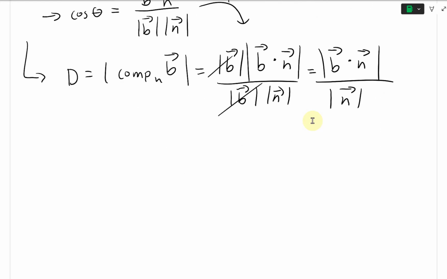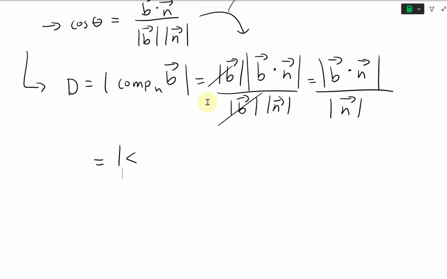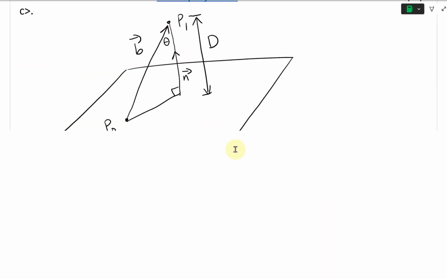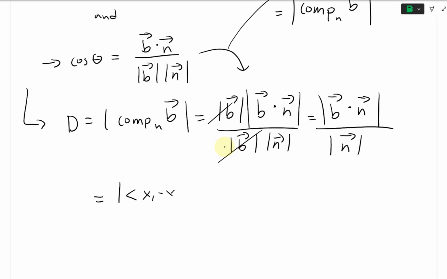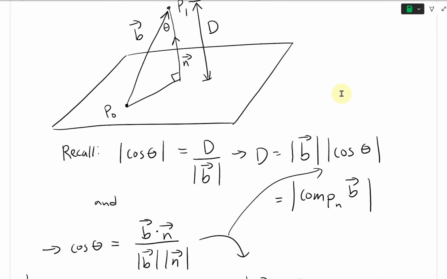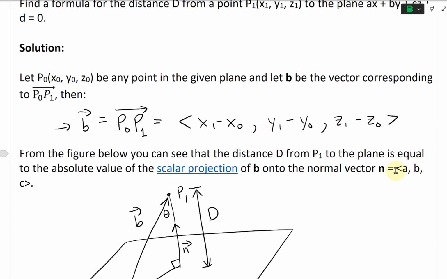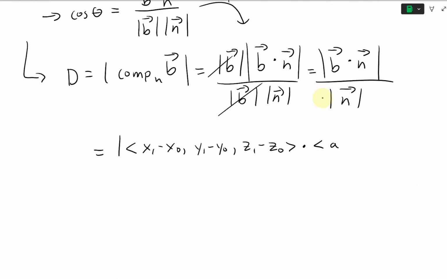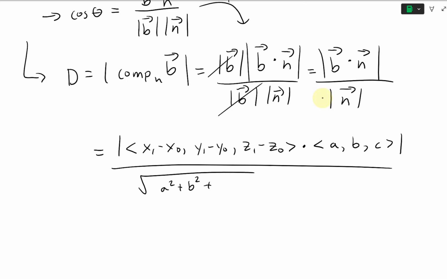So anyways, this equals the absolute value of the dot product. The b right here is just x1 minus x naught, etc. This is all for completeness. So it's going to be x1 minus x naught, y1 minus y naught, z1 minus z naught, dotted with the normal vector n, which is going to be a, b, c, as per here. Then the absolute value is divided by the length of the normal vector n, which is the square root of a squared plus b squared plus c squared.